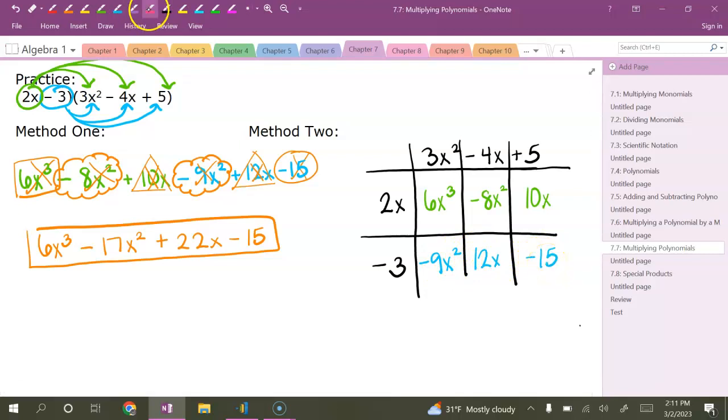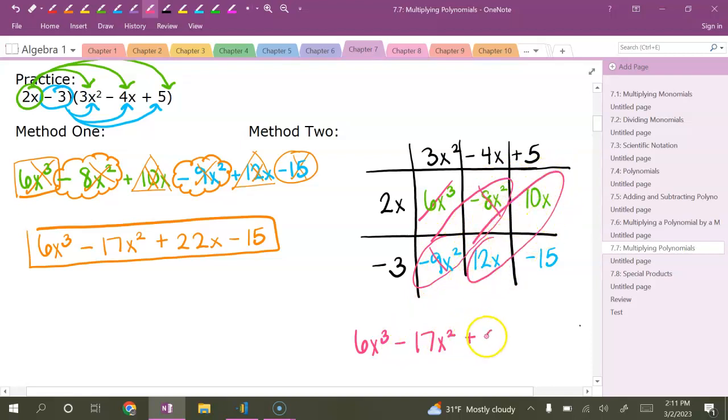Then I look for those like terms. So I had 6x to the third. The negative 9x squared and negative 8x squared gives me again negative 17x squared. 12x and 10x gives me 22x. And then last is that negative 15.